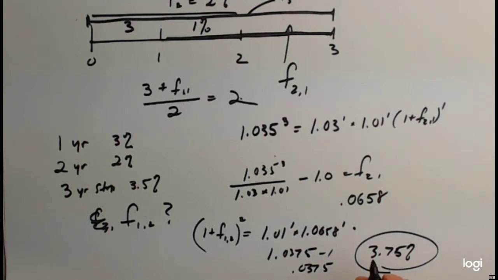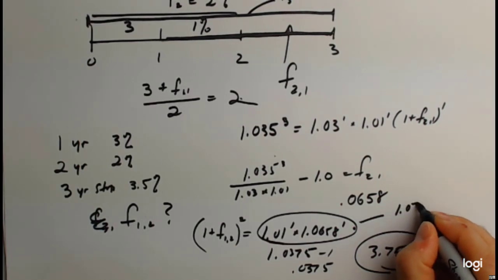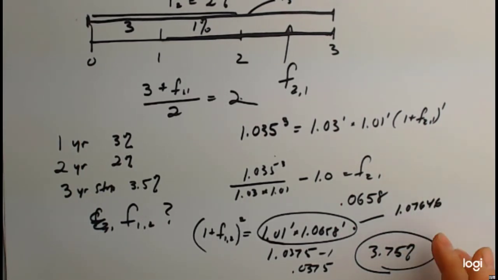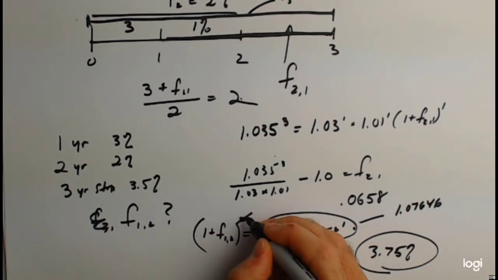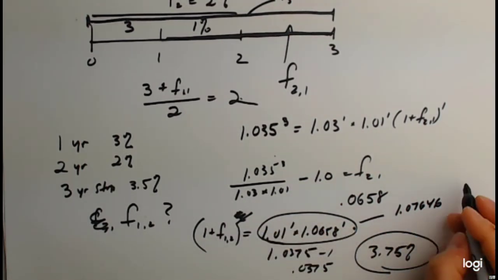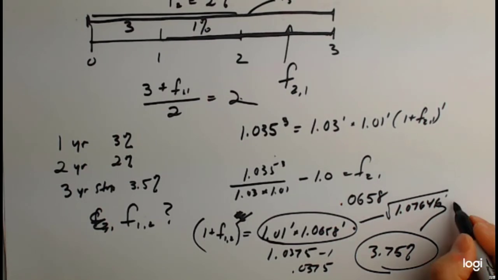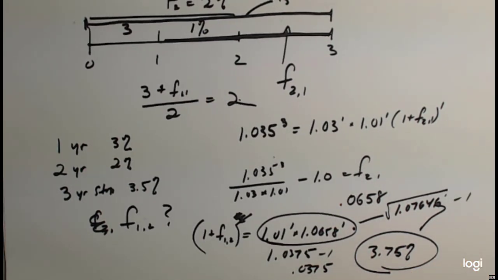So how did I get that? Well, I multiplied these together, right? And when you multiply these together, you get 1.07646. Now take the square root of both sides. So you get rid of this. This becomes a 1. And when you have a 1 for an exponent, you don't really need it. So I took the square root of this, and the square root of this minus 1 gives me the 3.75%. So arithmetically, 1% and 6.5% averaged comes out to be approximately 3.75%.